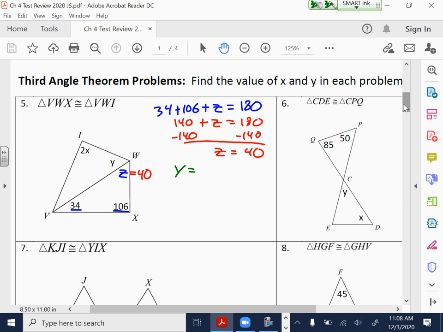So now that helps us find angle y. Well, angle y is congruent to that one. Again, if you look up here, angle y is the w, so it's got to be congruent to the w in the other triangle. So y has to be 40 degrees as well.